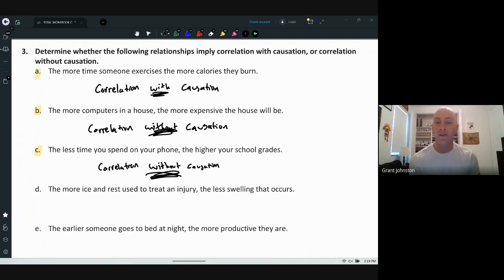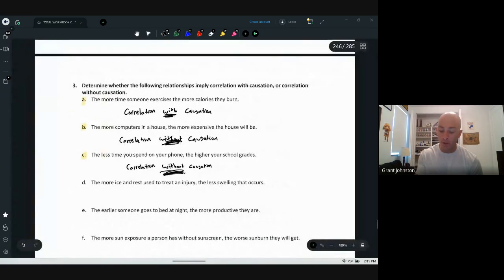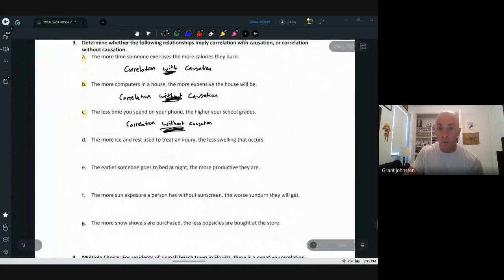So really think about the word causes. If it explicitly causes, then there will be causation. But if it doesn't, then we're going to say without causation. There'll probably be some good conversations you can have with people based off of these, because you might disagree on some of them, but as long as you've got reasons to back it up, that's important. So I'm going to let you play around with the rest of this page and determine whether it's correlation with causation or correlation without causation.